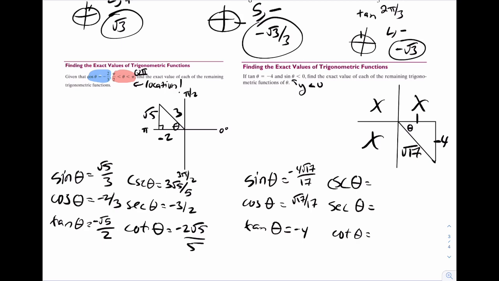Now flip everything. So a lot of people want to write 17 over 4 root 17. Don't do that. Look at your triangle. Sine is o over h, which means cosecant should be h over o. So that's simply negative root 17 over 4. So secant should be root 17, and cotan should be negative 1/4. And we are done.